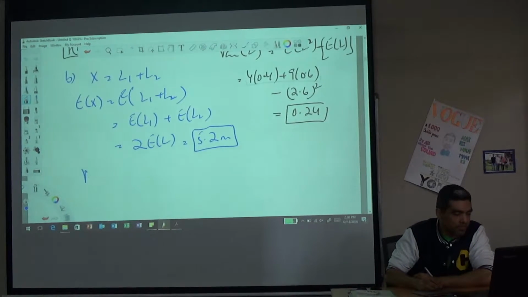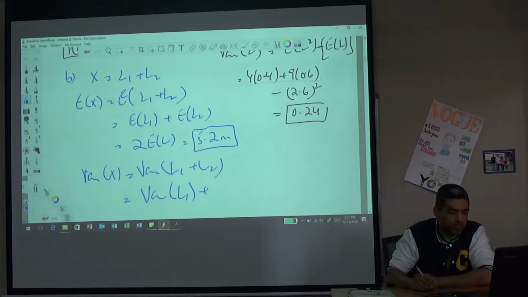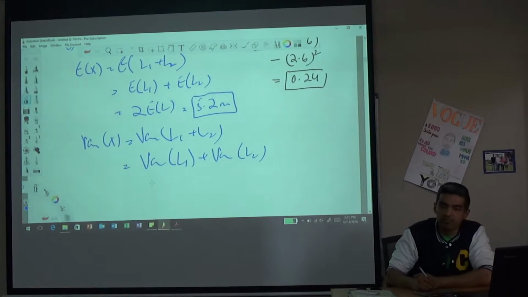Same goes for the variance. Variance of x would be variance of L1 plus L2. It would be the same as saying variance of L1 plus variance of L2. Now as both variances are same, it is 0.24. So we can in other words say this is 2 times the variance of L.